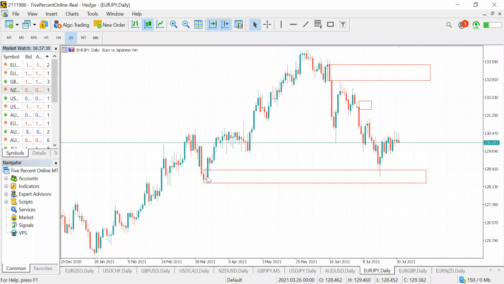We did react to this demand already. We tested it. I have this market from weeks ago, and I think we reacted already to this demand. So if the market comes again, I'm not sure if there's more demand at this area. So I'm not sure if that's going to hold in case we go and test that again.